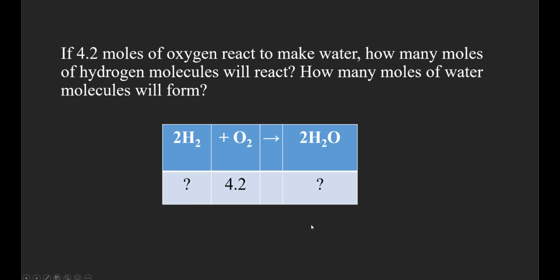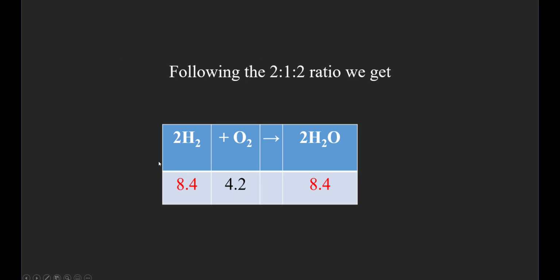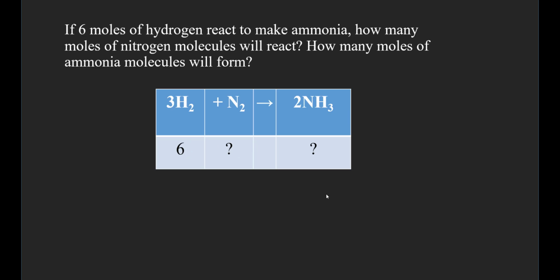Alright, let's do another one. What if it was the other way around? Someone says, well, I know how much oxygen I used up. I wonder how many hydrogens must have reacted in the production of water. This time we say, oh, okay, twice as many hydrogens were involved compared to oxygen, so I'll just double the 4.2. It's got to be 8.4. And then back to this, for every 2 hydrogens, 2 waters were made. So however many hydrogens reacted, 8.4, there'll be the same number of waters made. Alright, that's hopefully pretty straightforward.